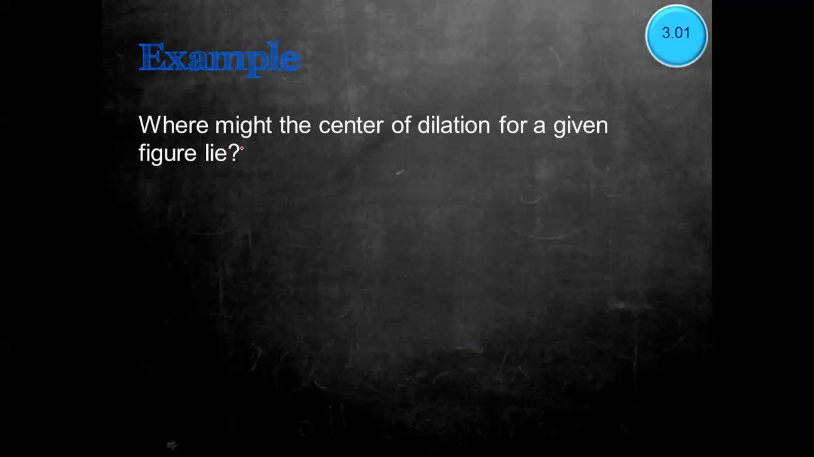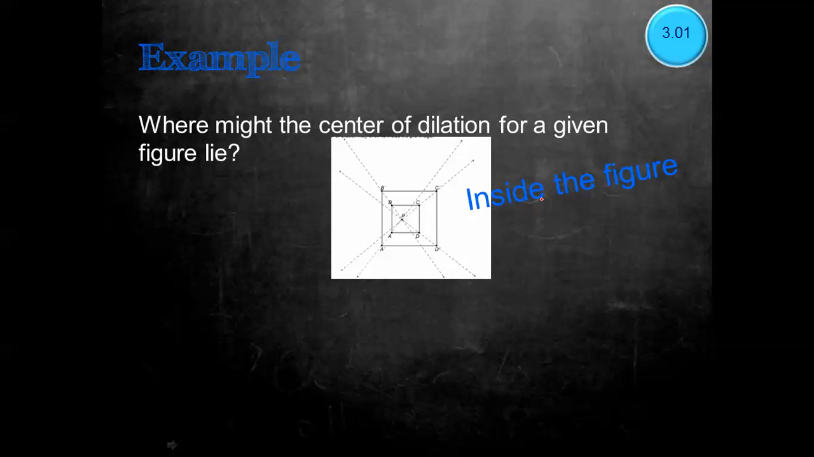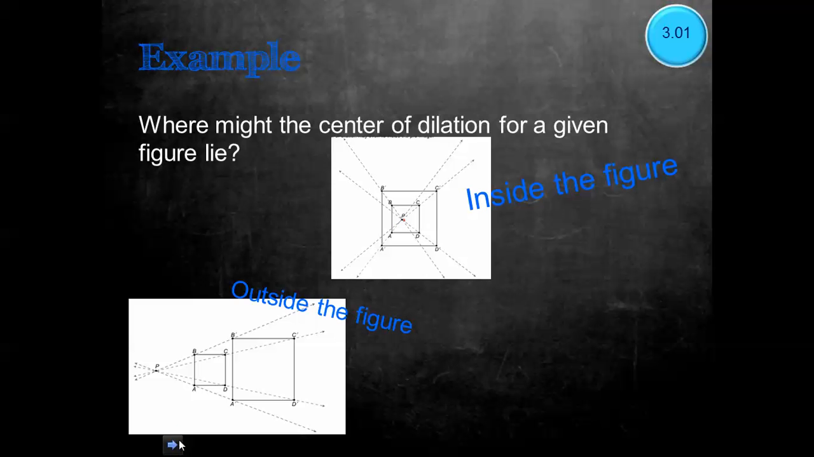Okay, so where might the center of dilation for a given figure lie? Well, it can lie in 3 different spots. It can lie inside the figure, okay? So if the figure is dilated inside one of them, see how the point P here is on the inside, right? Because when we draw our lines through C and B and A and D, the point is there in the inside. Okay, it can also lie outside the figure.